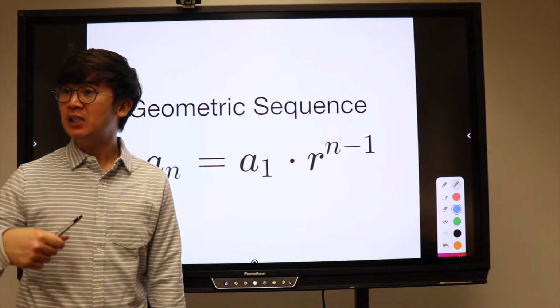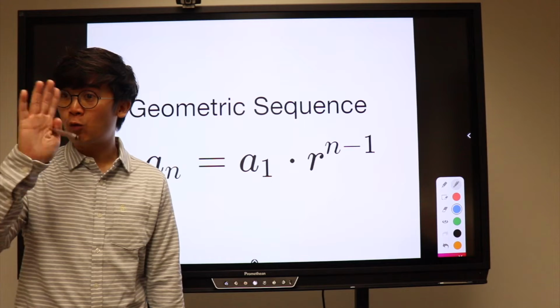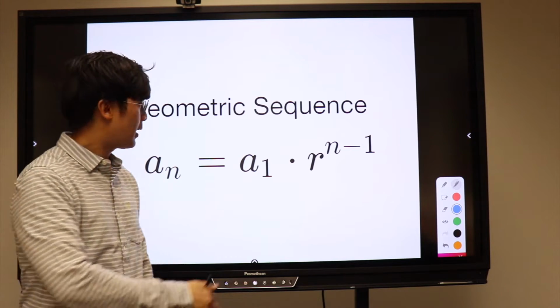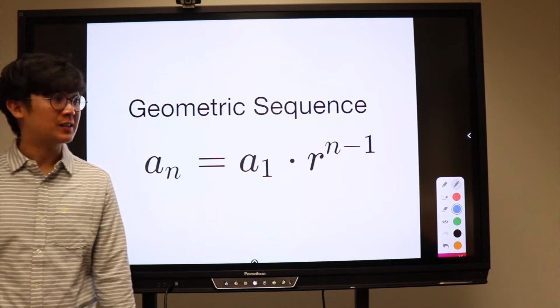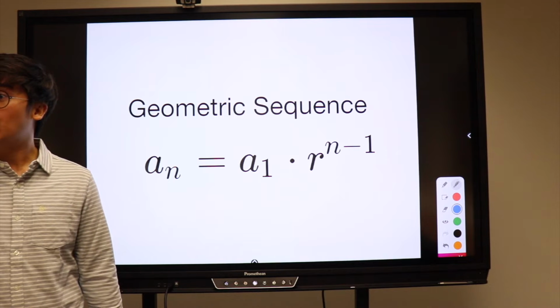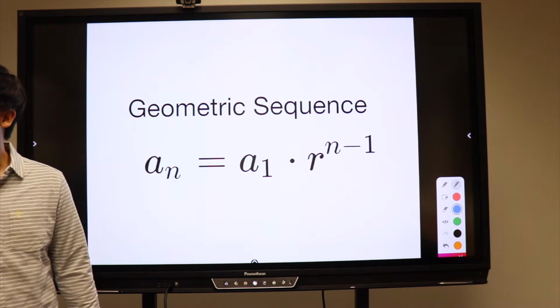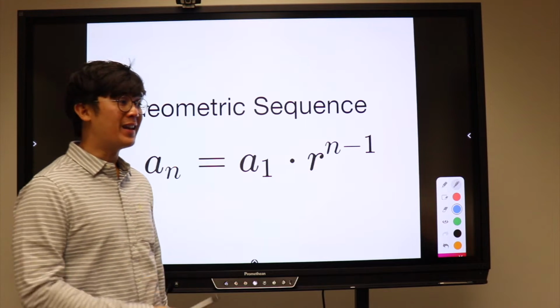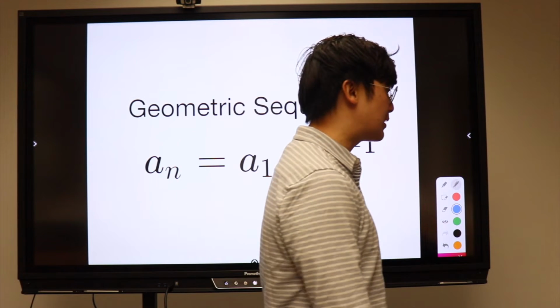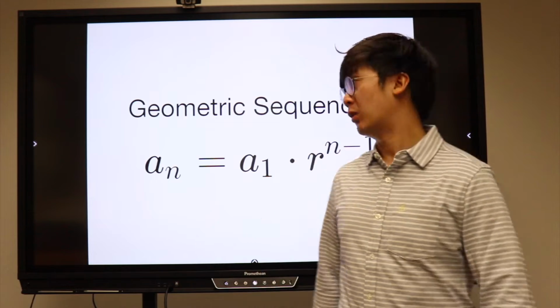So from the arithmetic sequence, we have a sub n equals a sub 1 plus the quantity of n minus 1 times d. Here, the new formula is a sub n equals a sub 1 times r raised to n minus 1. So copy the formula down because that is what we're going to be using on the next set of sequences and series problem that we're going to be working.